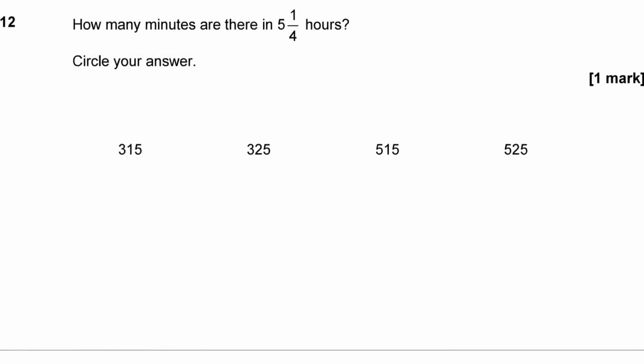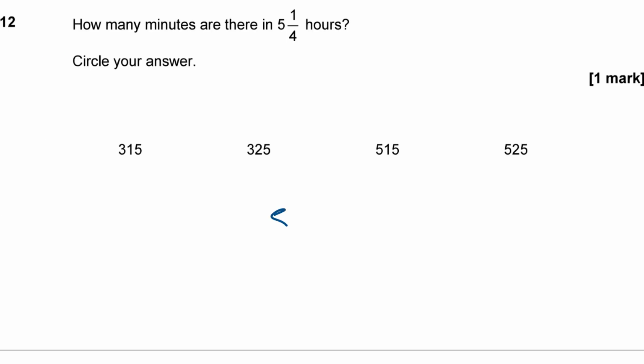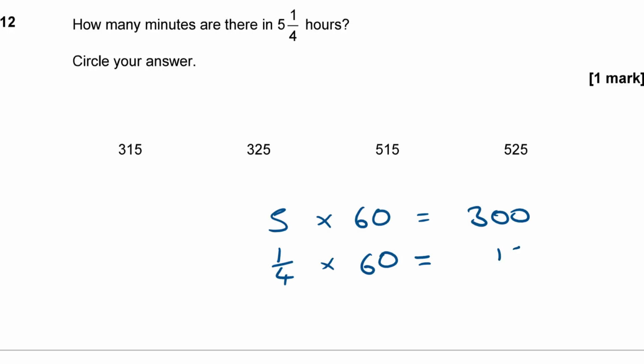Question 12. How many minutes are there in 5 1/4 hours? Okay, well, there are 60 minutes in an hour. So 5 hours is going to be 5 times 60 minutes. 5 60s are 300. And a quarter of an hour. What's a quarter of 60? A quarter of an hour is 15 minutes, isn't it? Okay, so altogether we've got 315 minutes.